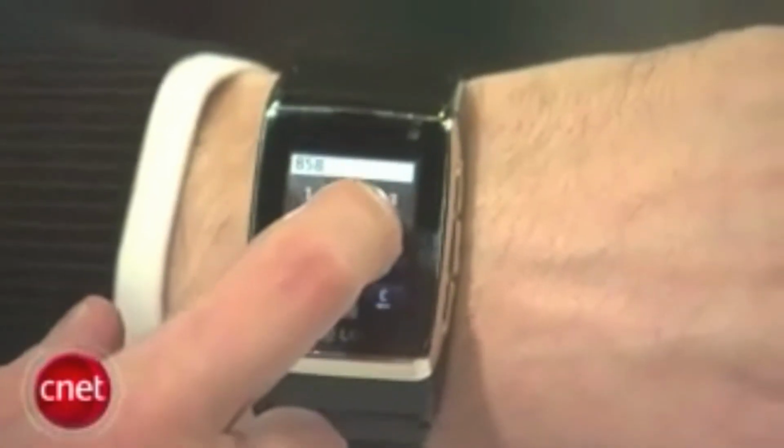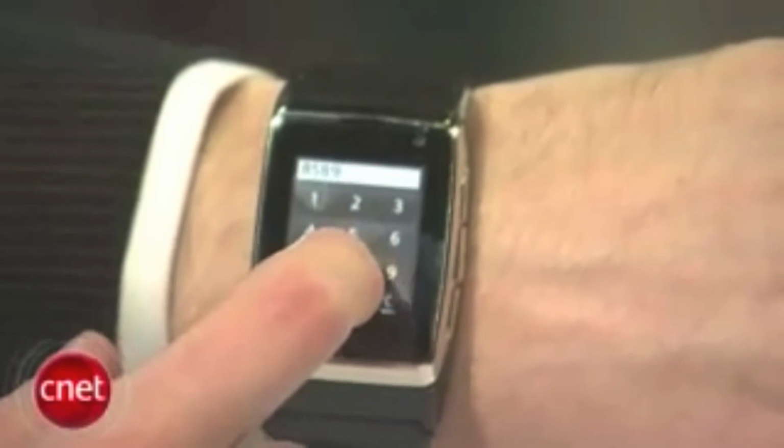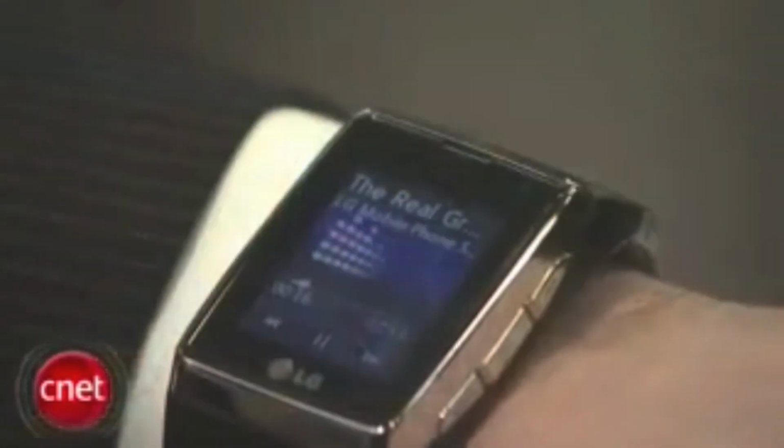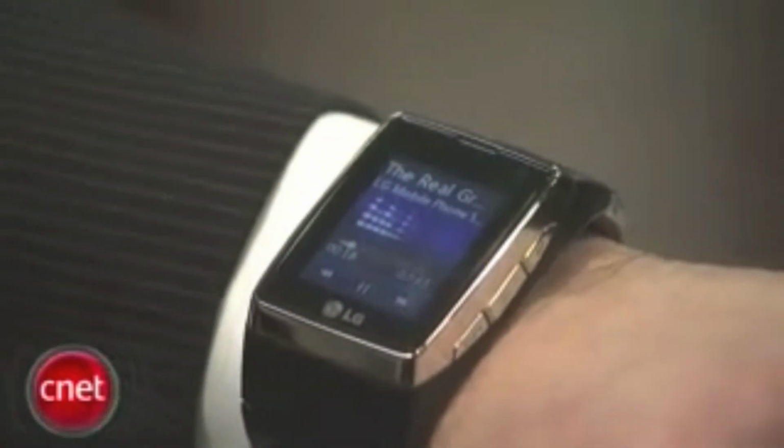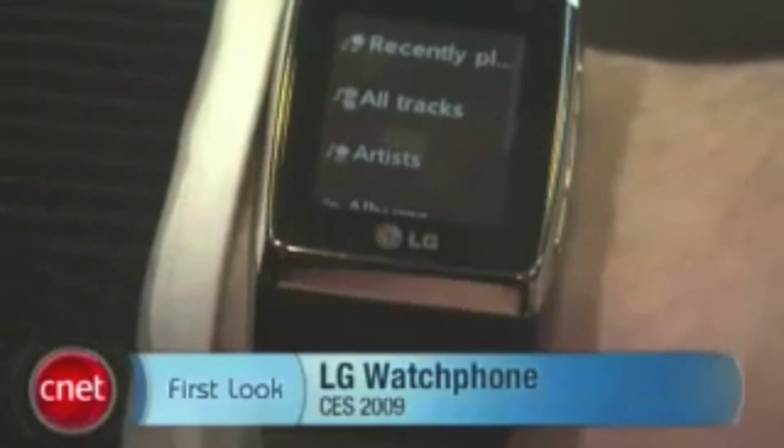The downside for us here in the U.S. is there are no plans for U.S. distribution just yet, but it'll be hitting the European market late this year. They got to bring it here. Again, that's the LG Watch phone seen here for the first time at CES 2009. I'm Brian Cooley.